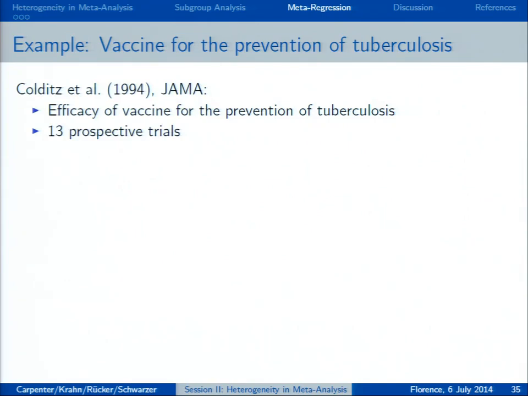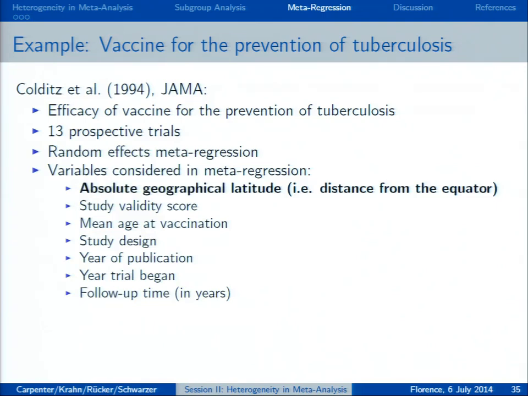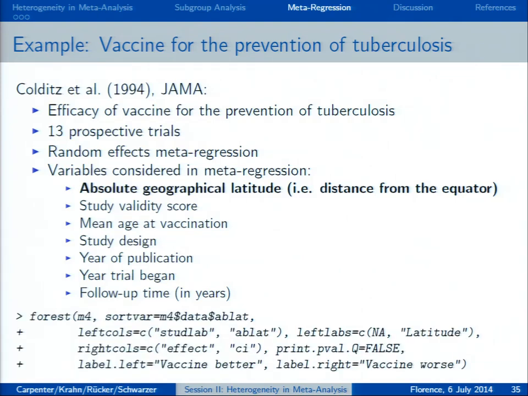So it's a vaccine for the prevention of tuberculosis, 13 prospective trials, and the covariate we're going to look at is the distance, the geographical latitude, distance from the equator, okay, and to see if this affects how the vaccine performs, and that's a proxy for all sorts of factors that could influence the outcome of these studies.